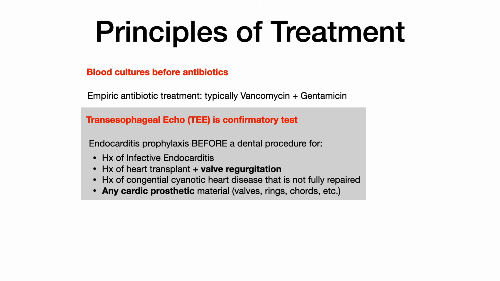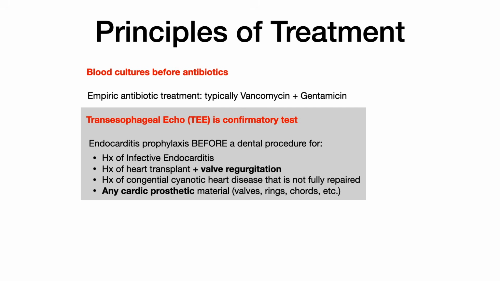We're going to conclude with the principles of treatment. Honestly, for Step 1 and Level 1, this is really not that important. However, for Step 2, Level 2, this is extremely important. So depending on where you are, that'll dictate how much attention you should pay to this slide. So in general, blood cultures, you always need to get those before you give antibiotics. Typically, antibiotic treatment will begin with empiric treatment. That's usually going to be vancomycin plus gentamicin, although obviously there are some other regimens that are utilized.